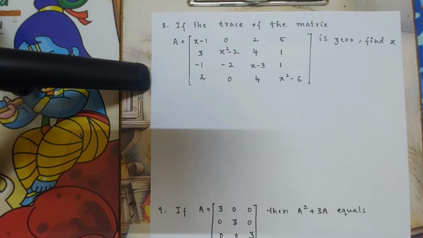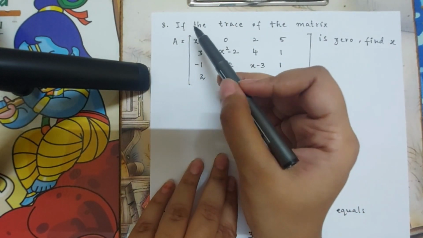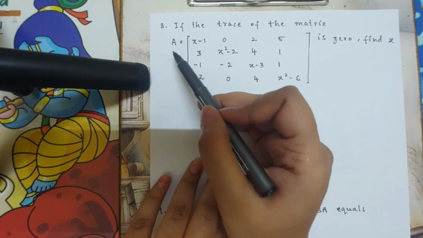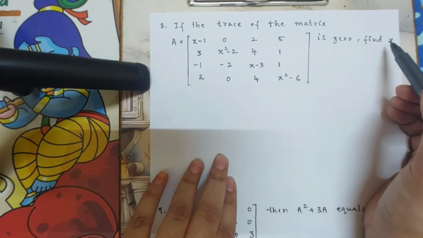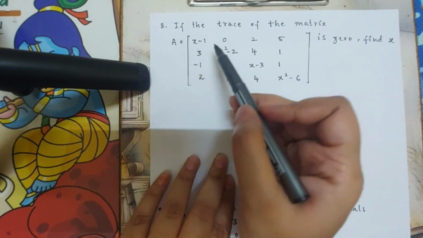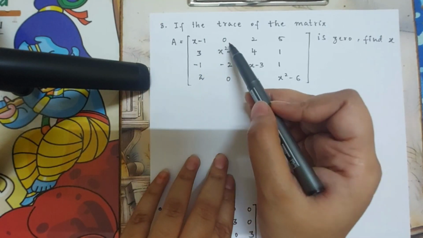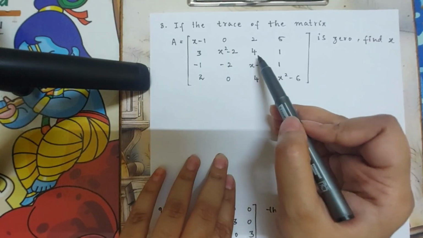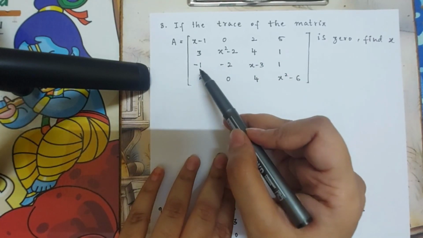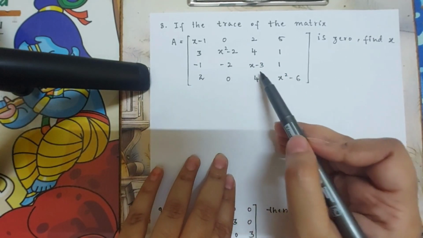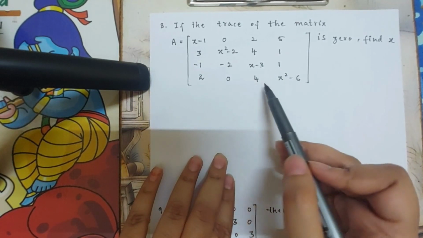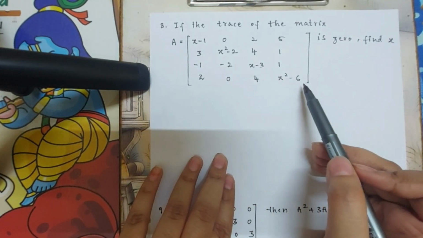Now let us move on to the next question, that is the 8th one. What is given in the 8th question is, if the trace of the matrix A is 0, find the value of x. So the matrix A is given as: first row x minus 1, 0, 2, 5; second row 3, x squared minus 2, 4, 1; the third row is minus 1, minus 2, x minus 3, 1; and the last row is 2, 0, 4, x squared minus 6.